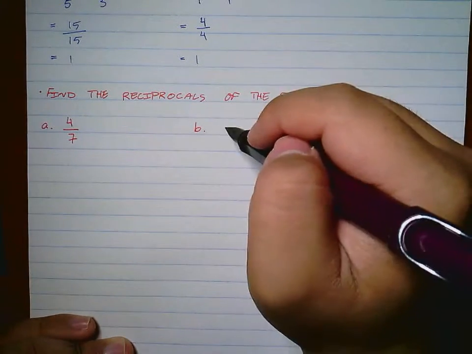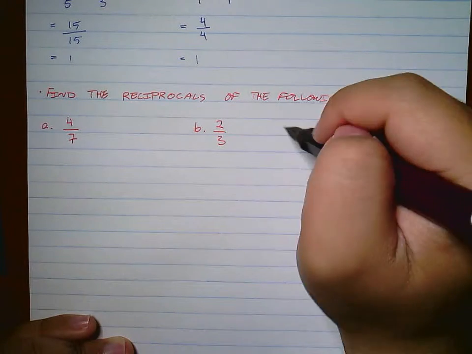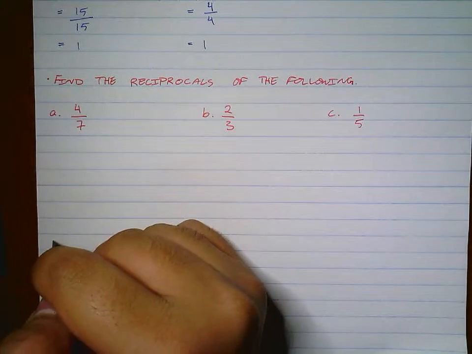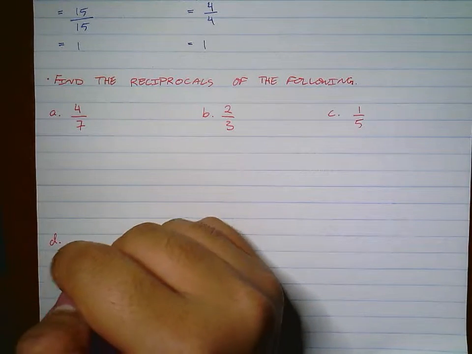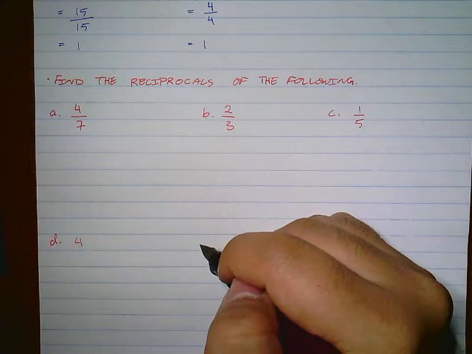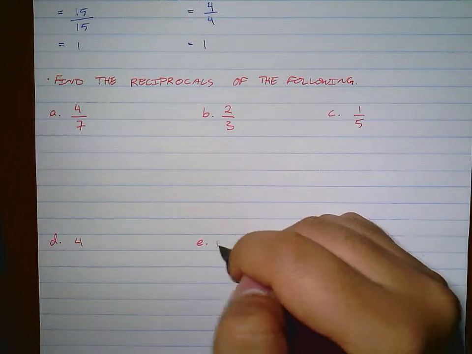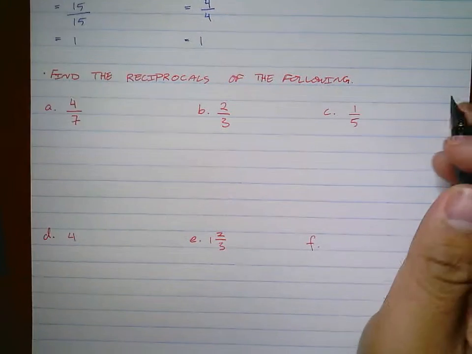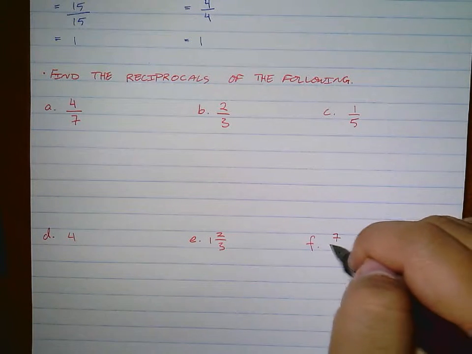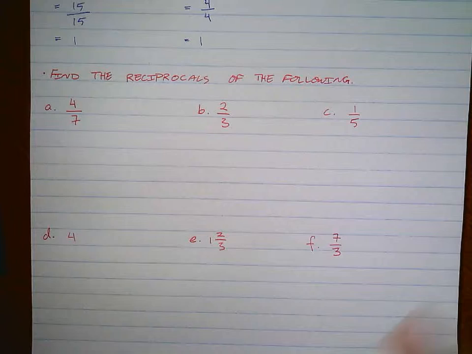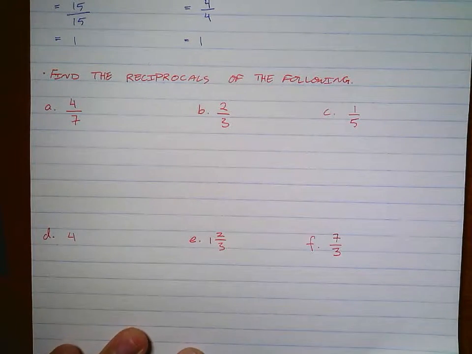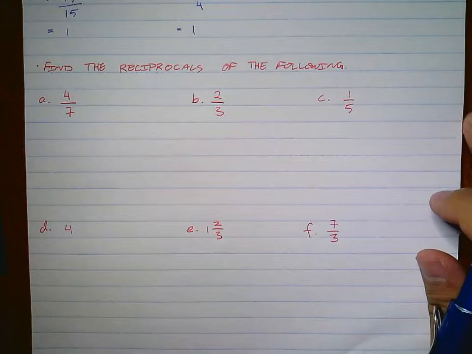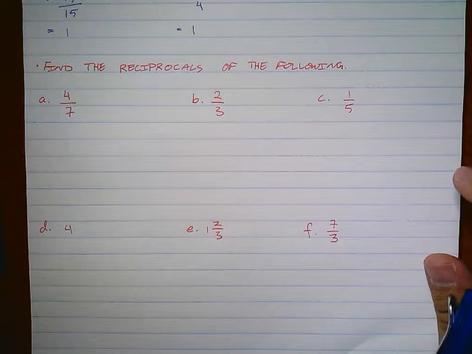1, 2, A, B. Let's go with 4/7. Let's go with 2/3. Let's go with 1/5. Let's go with 4. Let's go with 1 2/3. And finally, let's take a look at 7/3. I'm going to go ahead and let you pause for a moment just so you can give these a go, because I'm going to answer them in 3, 2, 1.